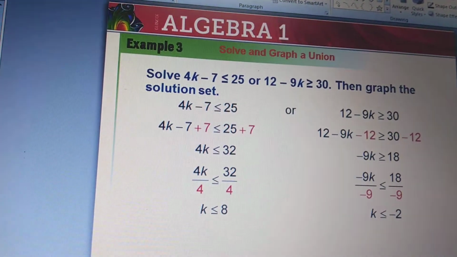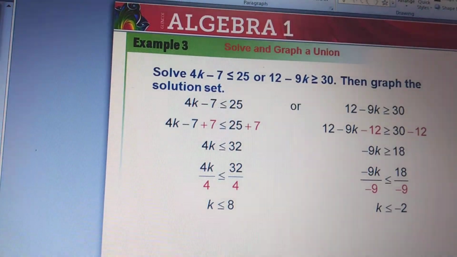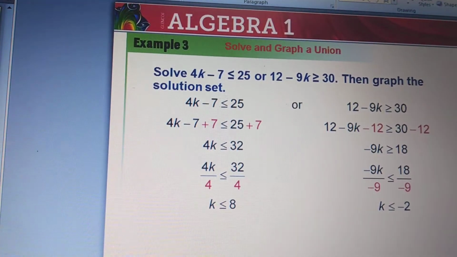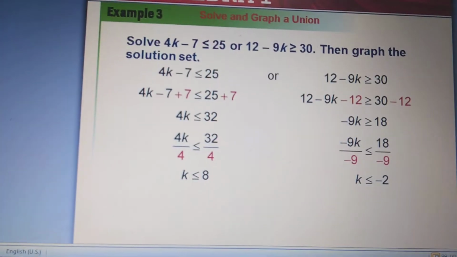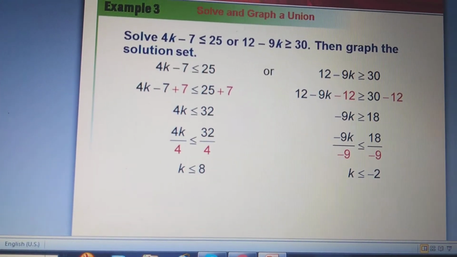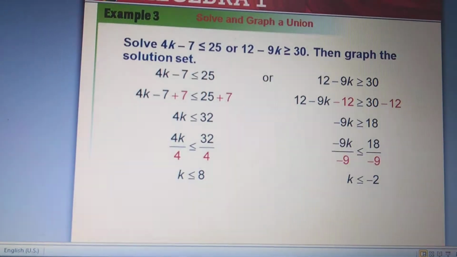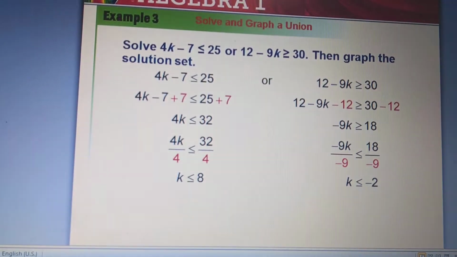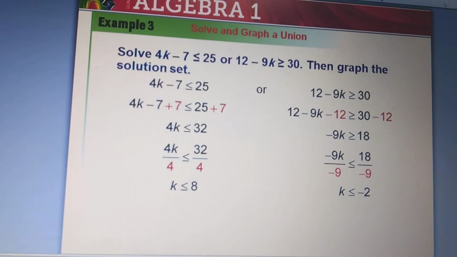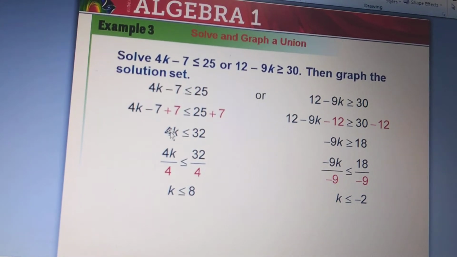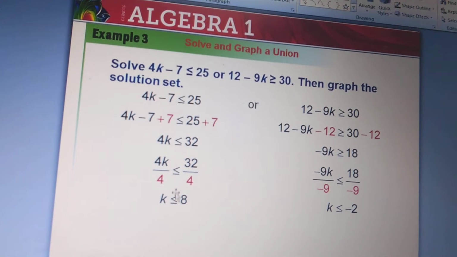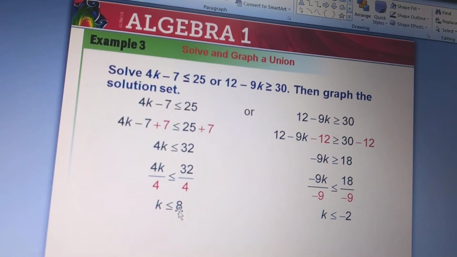Now look at this. Solve 4k minus 7 less or equal 25 or 12 minus 9k more or equal 30. As I told you, when you have or directly, he separates the inequality. He gives you two separated inequalities. You solve each one alone. 4k minus 7 less or equal 25. First you add 7 to both sides. You will get 4k less or equal 32. Divide by 4. k less or equal 8.